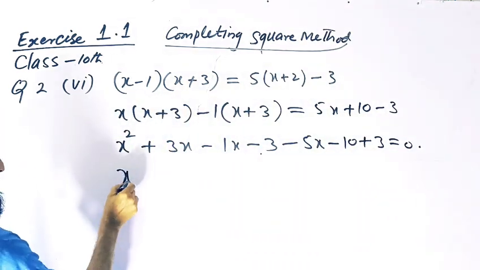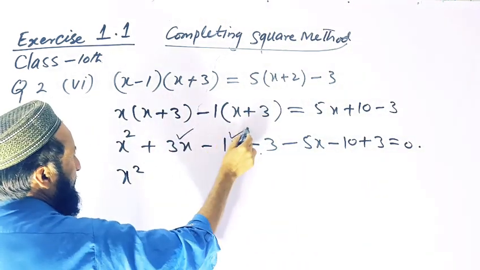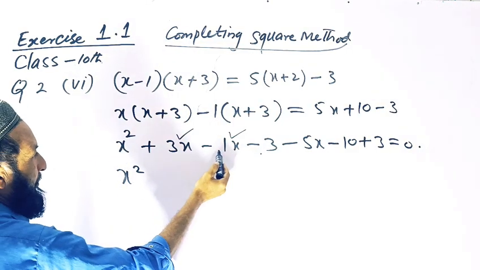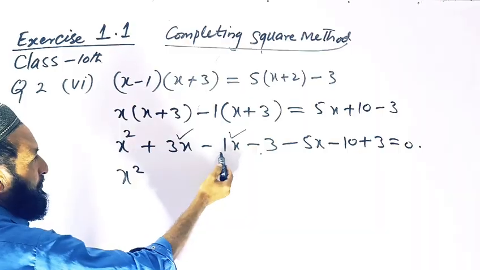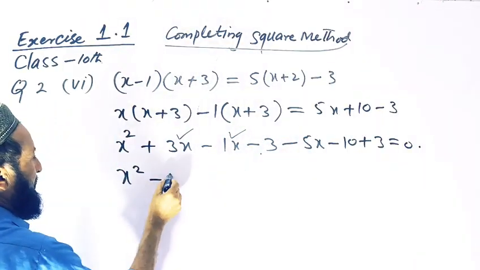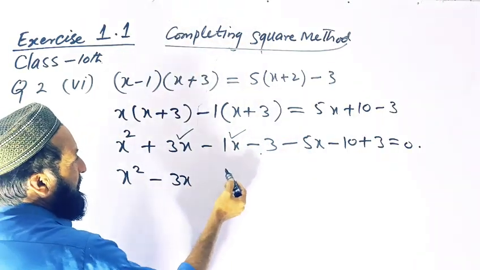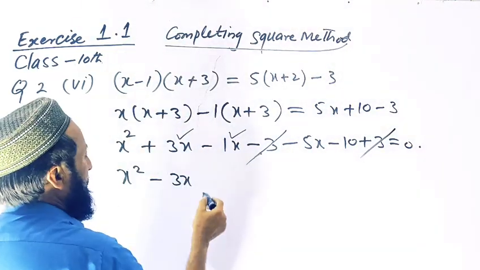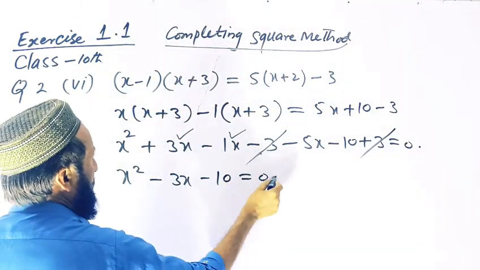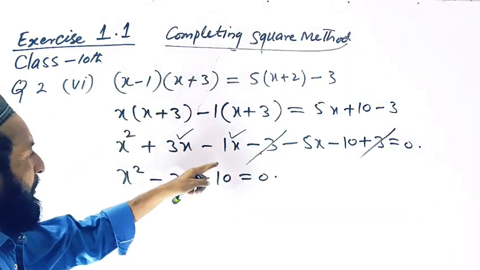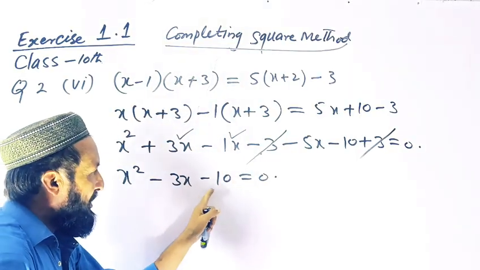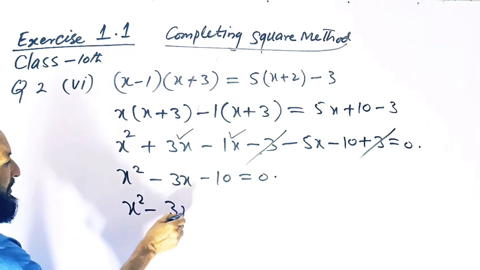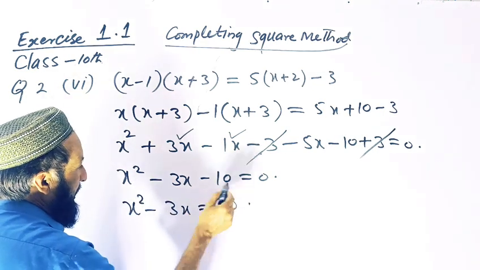Now x square, this x and this x, we add their coefficients, 3 and minus 1 plus 2, minus 5x minus 3x. Now the constant terms minus 3 and plus 3 both cancel. Minus 10 is equal to 0. But in the completing square method, first of all we change minus 10 to the right side: x square minus 3x is equal to 10.